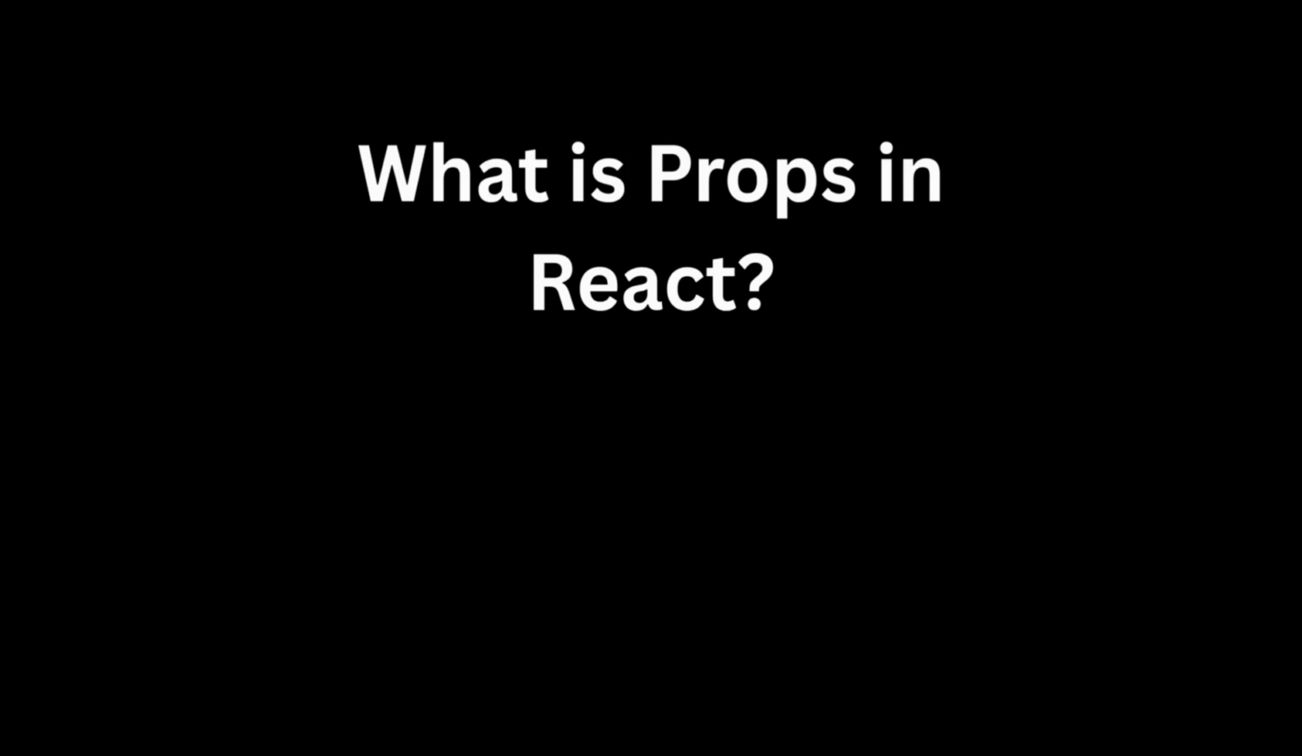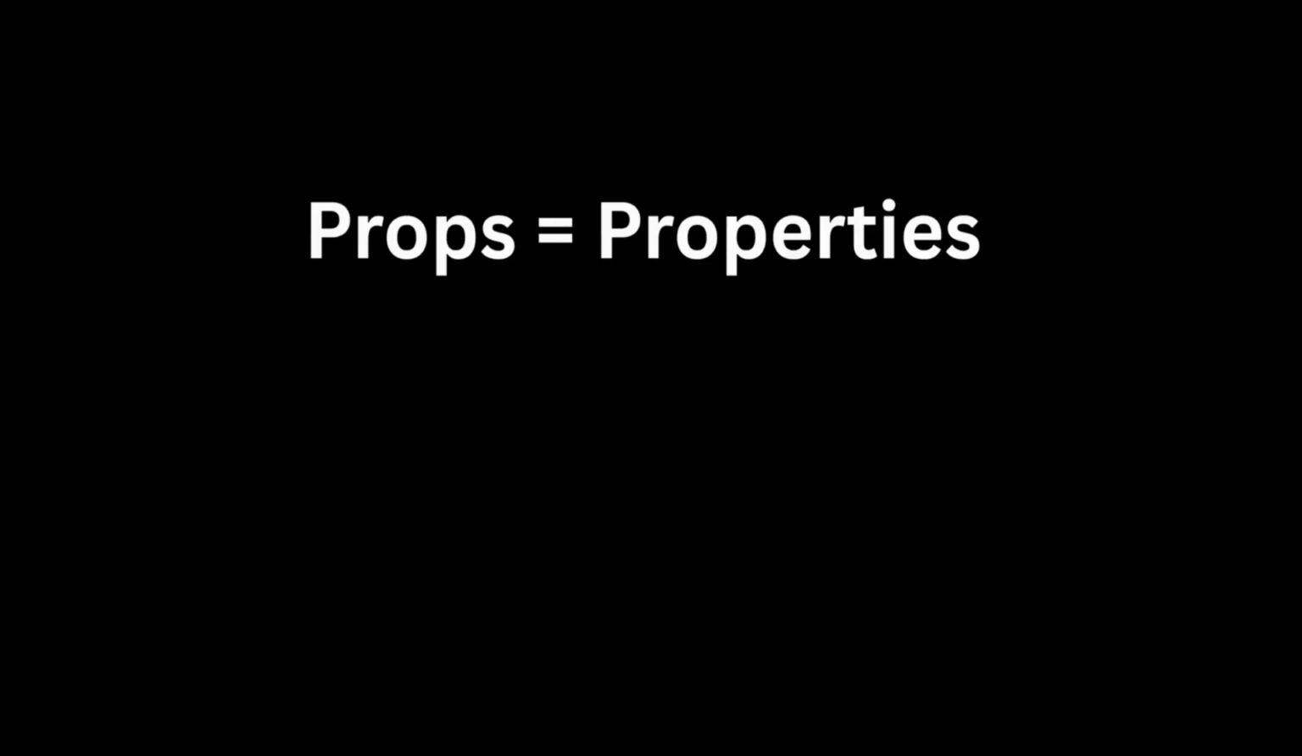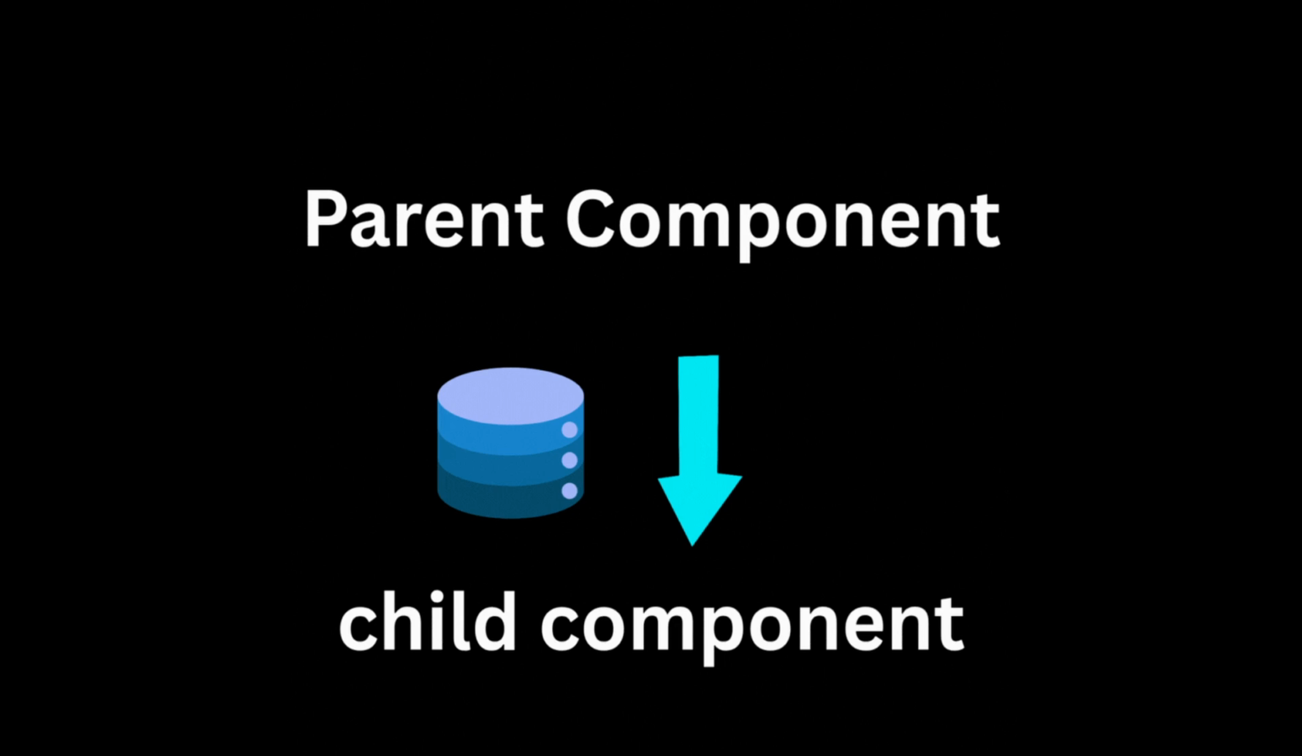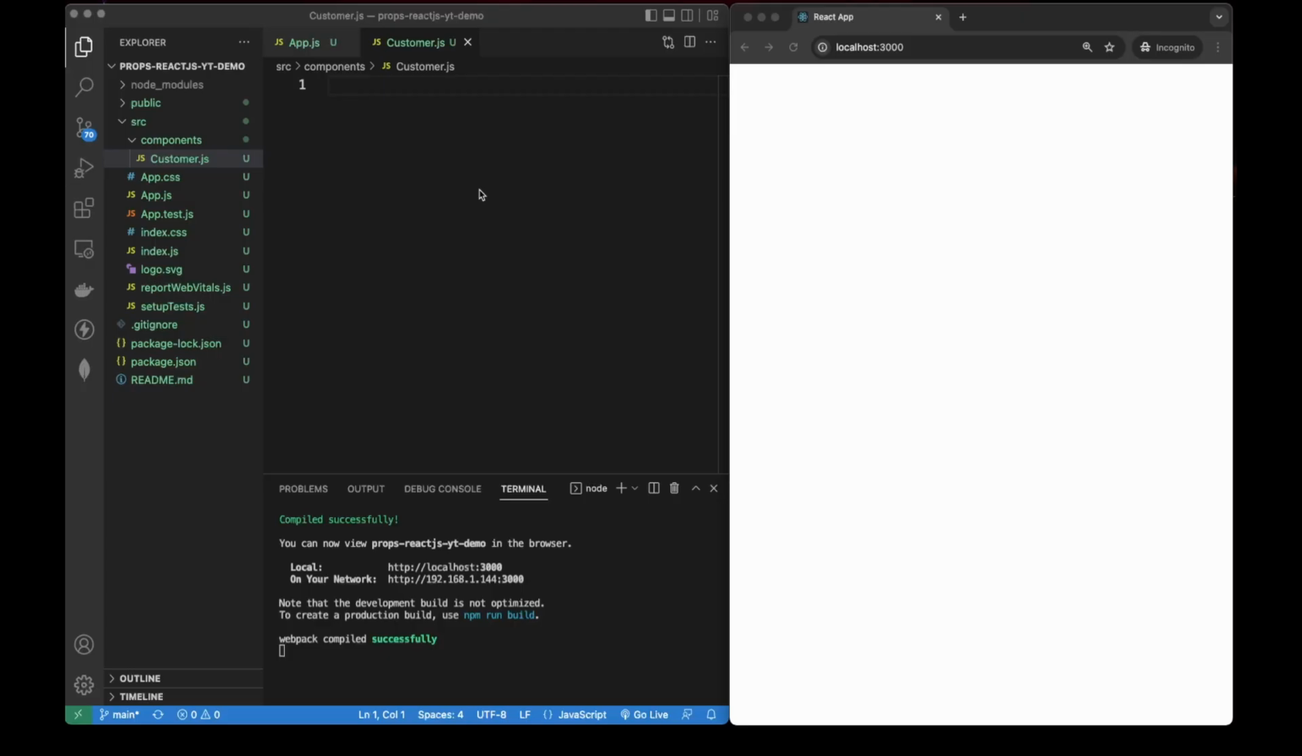In this video, I'm going to explain everything about props in React. So first of all, what is props? Props is shorthand for properties. It allows us to transfer the data from parent component to the child component. Let's check out the props with an example.